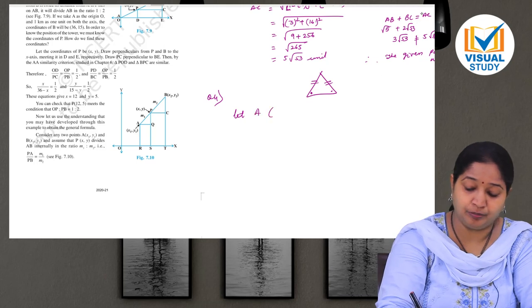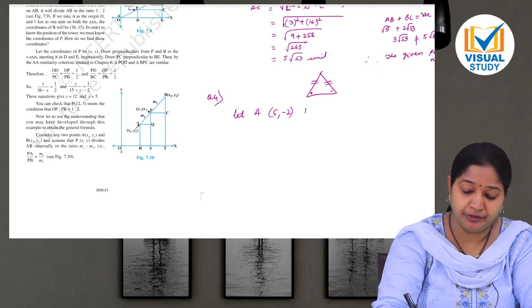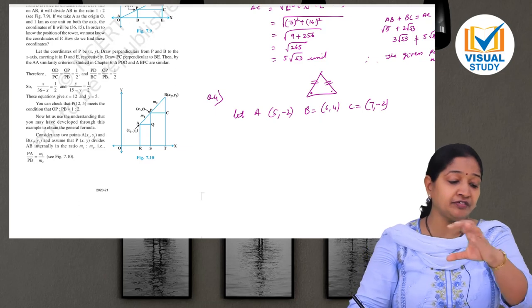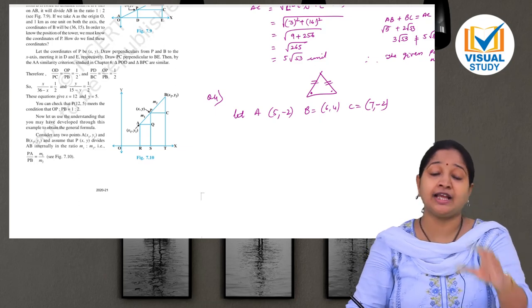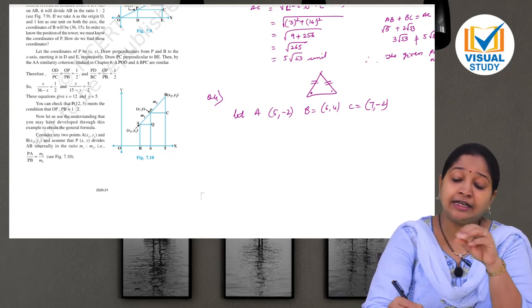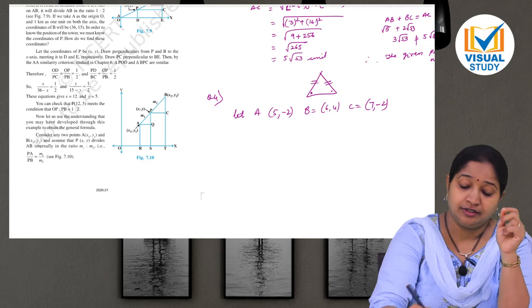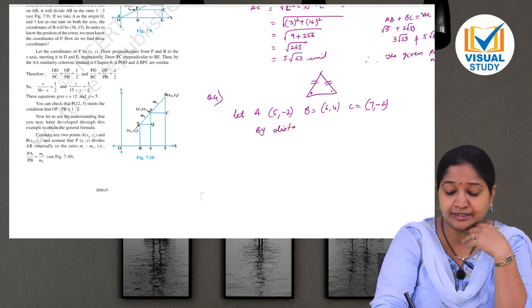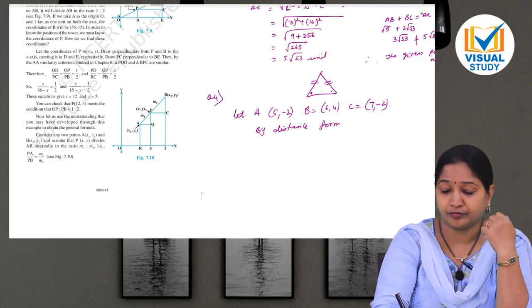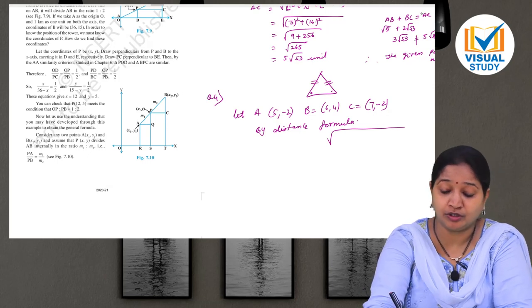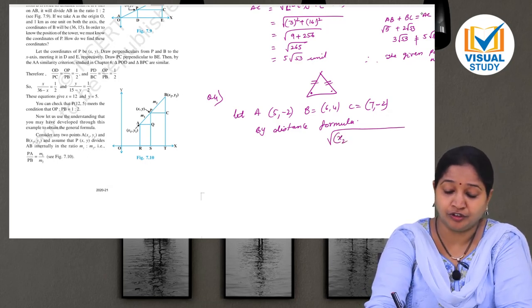Let A be the point (5, -2), B be the point (6, 4), and C be the point (7, -2). You have to check whether the given points are the vertices of an isosceles triangle. That means any two sides should be equal. We'll just see it by the distance formula. And always you have to write the formula because there is one mark for the formula.